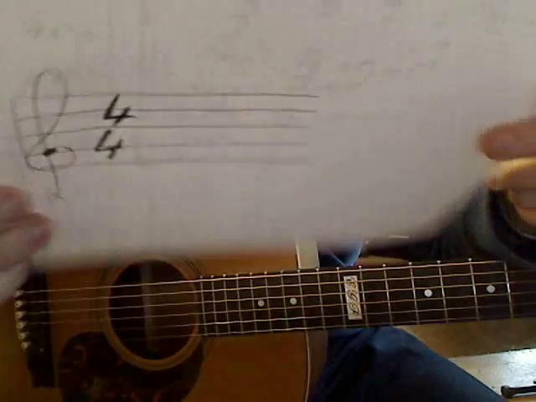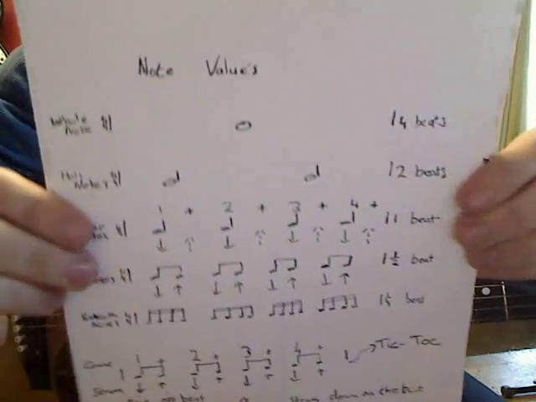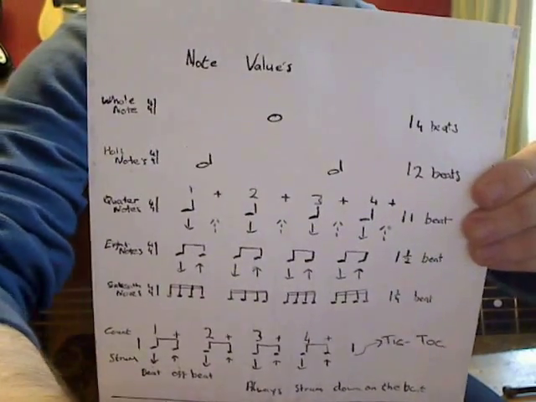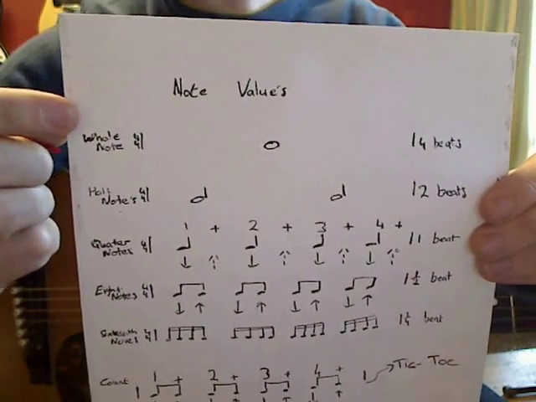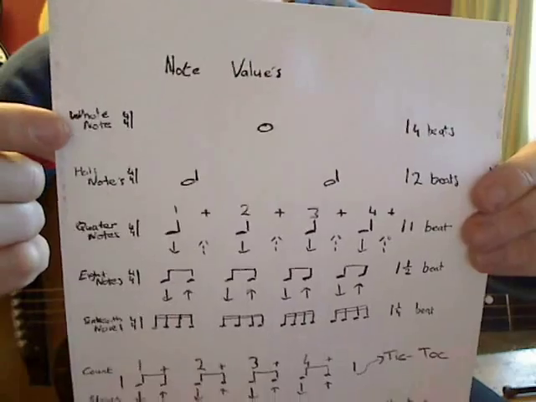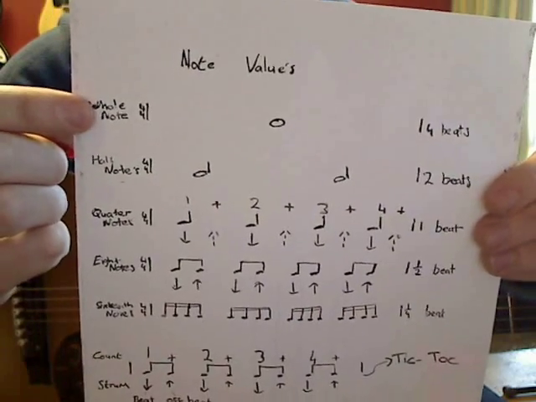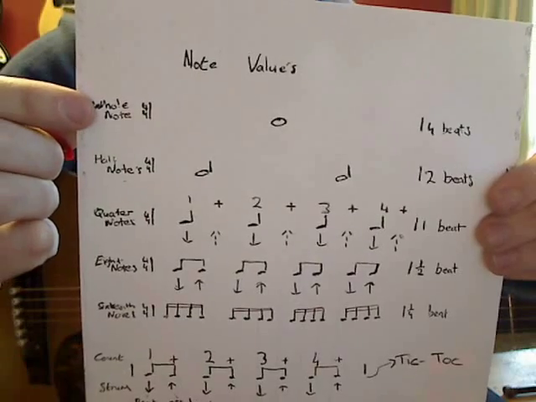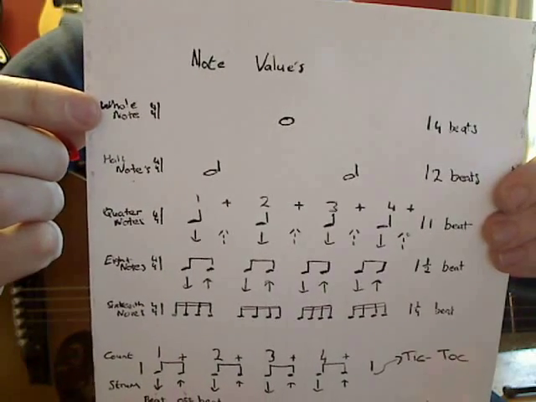Okay, so basically, how can we divide up those 4 beats? The first one here on top is called a whole note, also known as a semibreve, but we'll call them by these names. They're much easier to remember. It's a whole note because it lasts and rings for a whole bar.